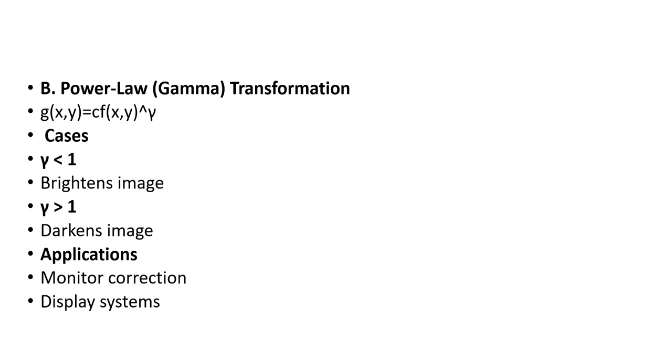Then there is the power law gamma transformation, where I raise the pixel value to the power gamma. If gamma is less than 1, it will brighten up the image. If the gamma value is more than 1, it will darken the image.